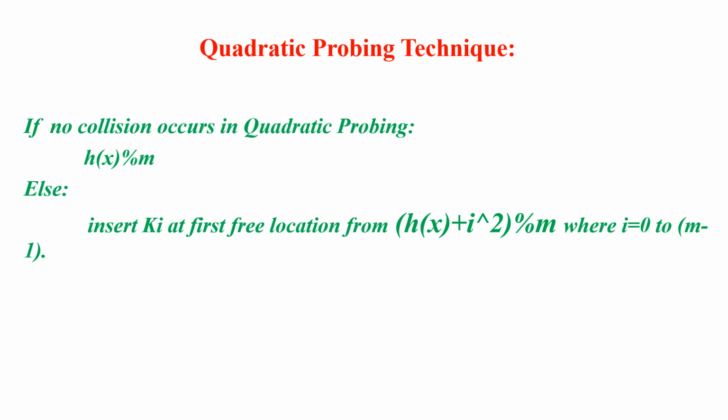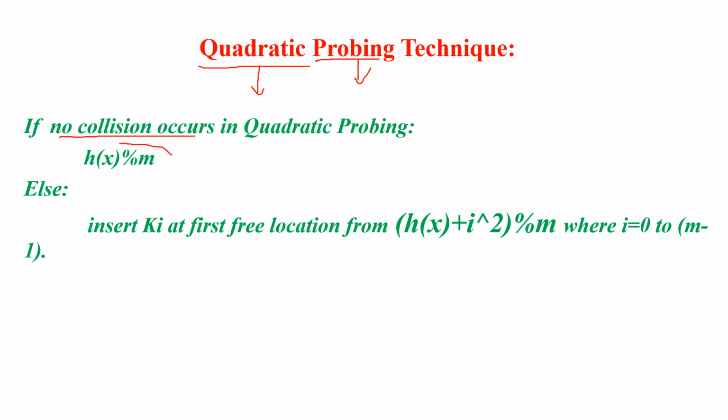it. So what does quadratic mean, and what is probing? Probing is nothing but a number of searches. Probing means number of searches. Quadratic means square. Quadratic means square value.